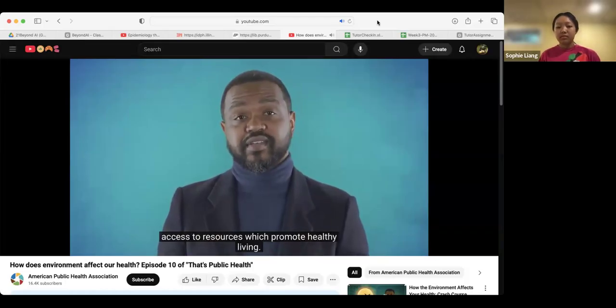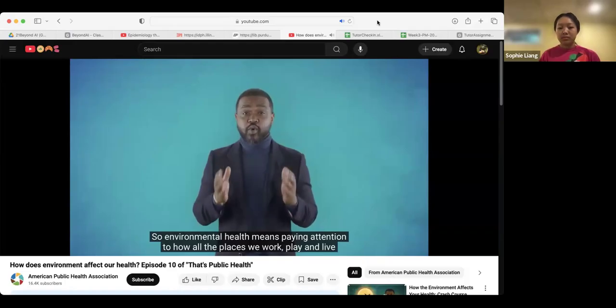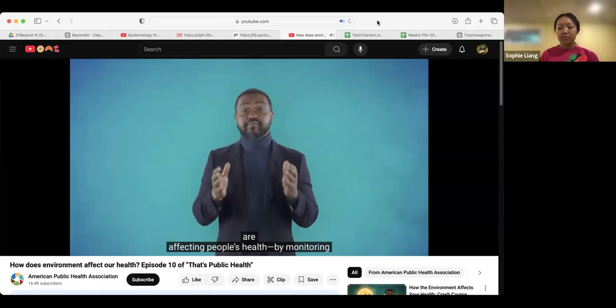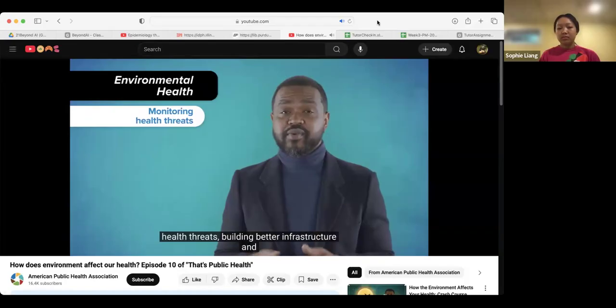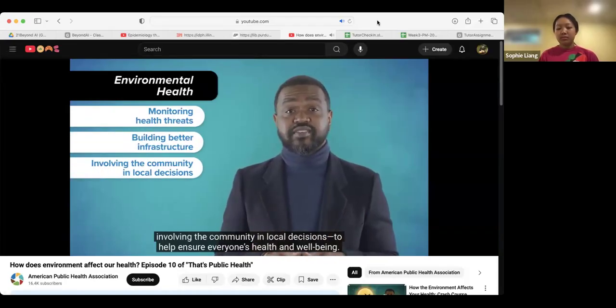The end goal is for all people to be protected from environmental hazards and have equal access to resources which promote healthy living. So environmental health means paying attention to how all of the places we work, play, and live are affecting people's health. By monitoring health threats, building better infrastructure, and involving the community in local decisions to help ensure everyone's health and well-being.